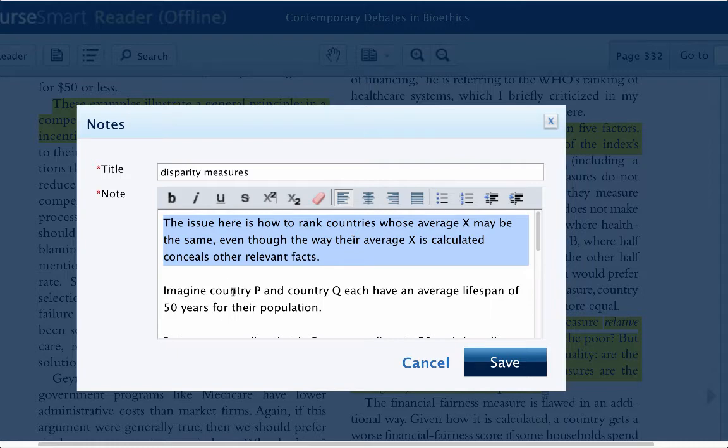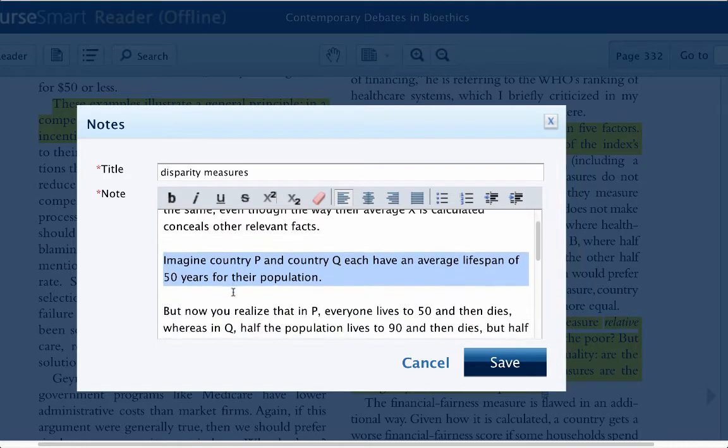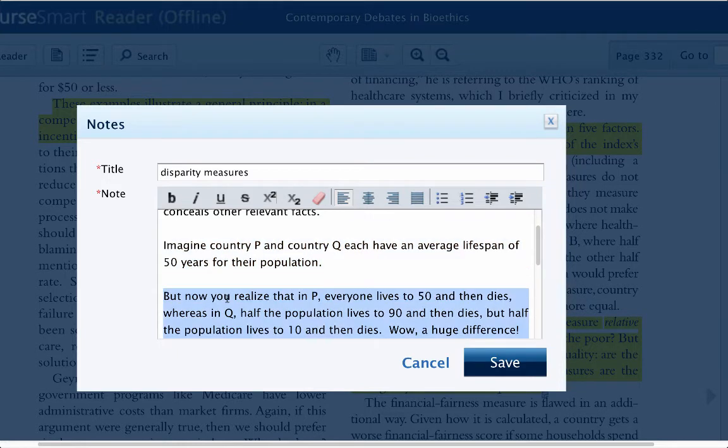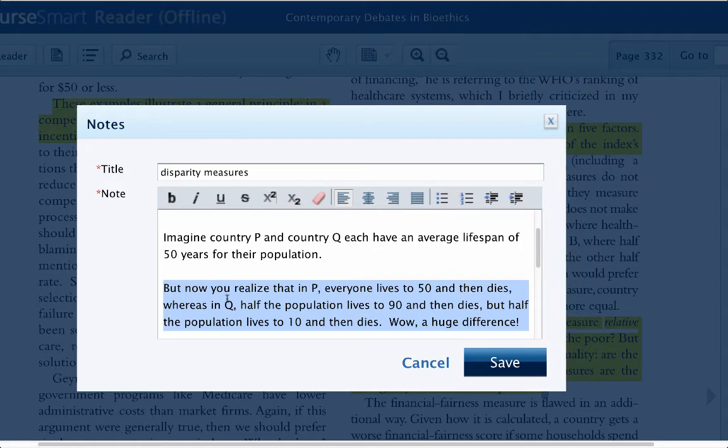Imagine country P and country Q each have an average lifespan of 50 years for their population. But now, let's say you realize that in country P, everyone lives to 50 and then dies. Whereas in country Q, half the population lives to 90 and then dies, but half the population lives to 10 and then dies. Wow, that's a huge difference.